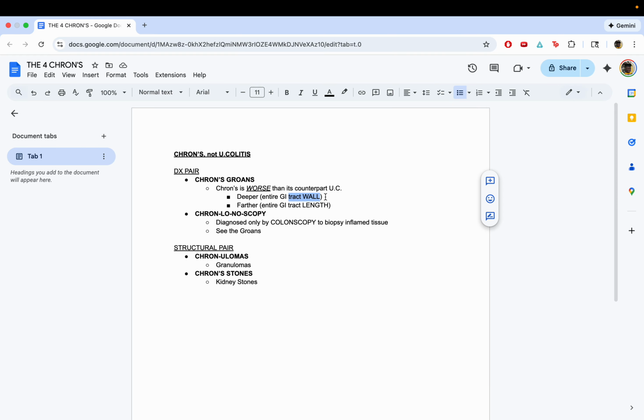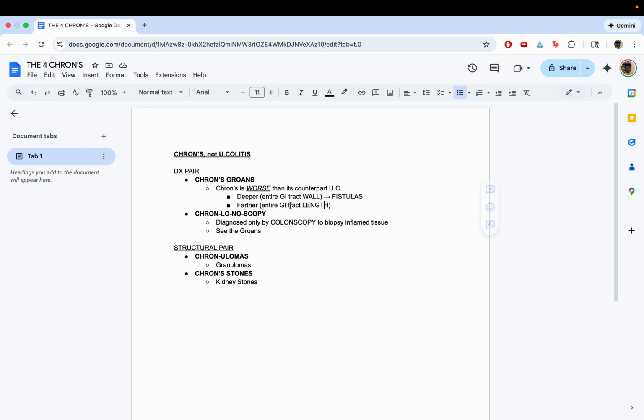Since the inflammation is going through the entire wall, it can create a hole in the bowel wall. So you get fistulas, as opposed to ulcerative colitis, where you would only get abscesses, crypt abscesses. The idea of a hole that penetrates all the way through is specific to Crohn's. It's automatically Crohn's, not ulcerative colitis.